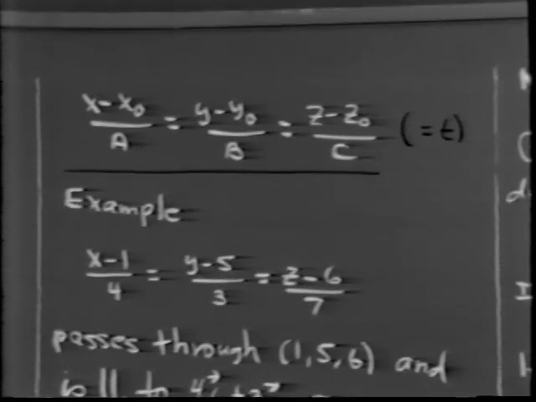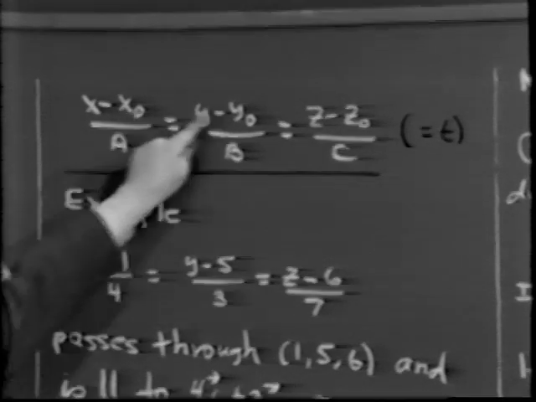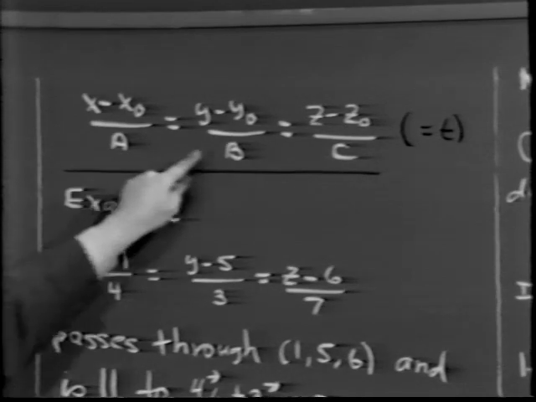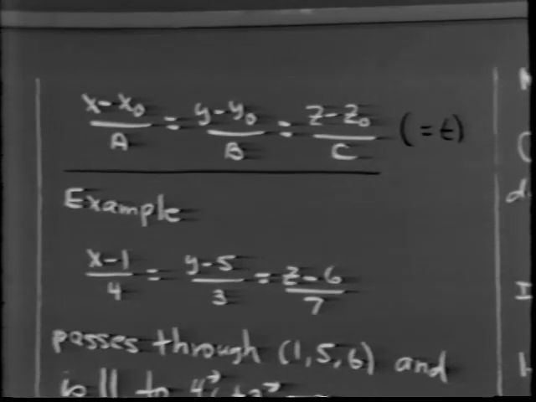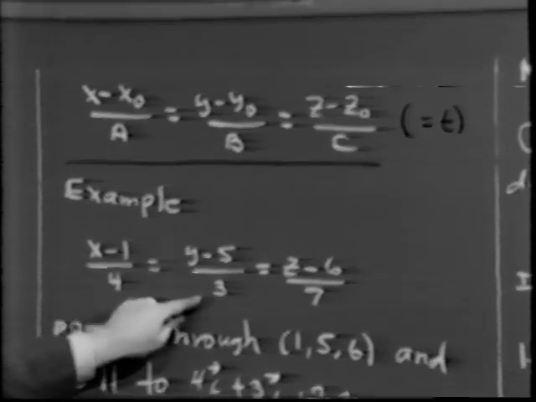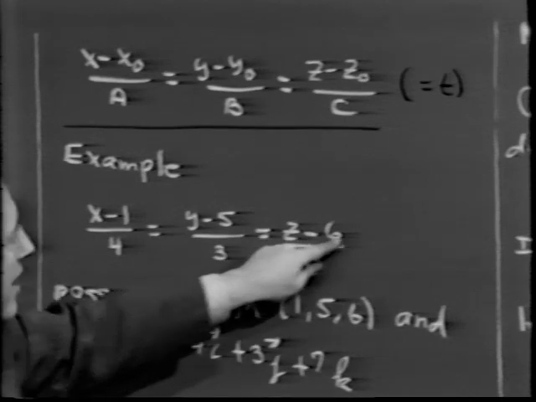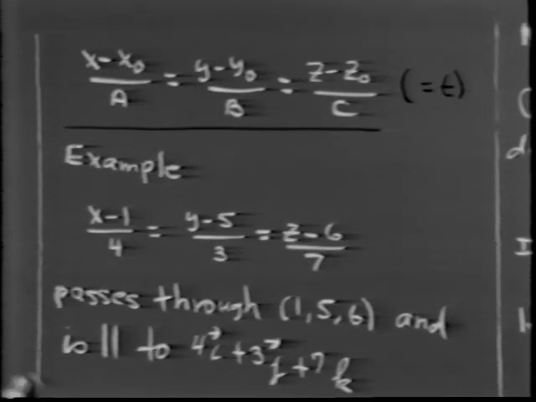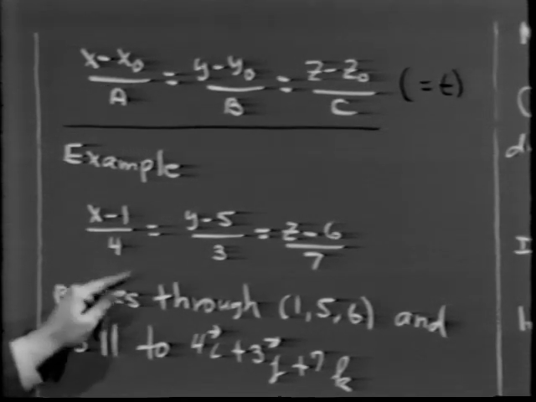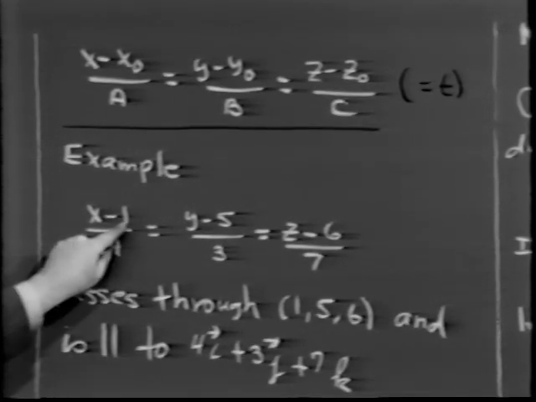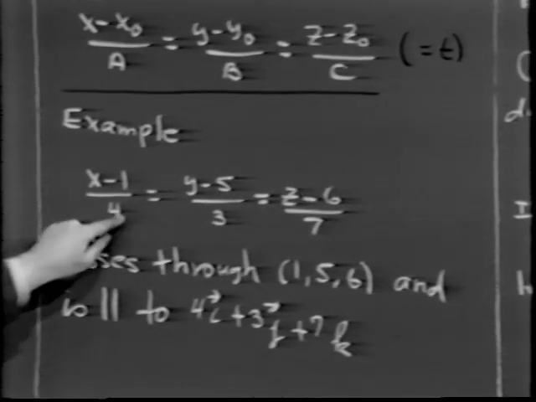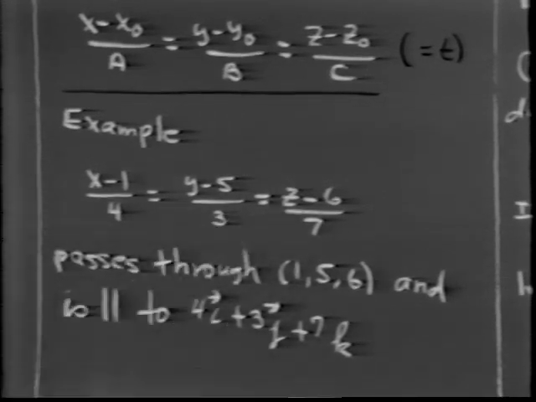What straight line is it? It's the line which passes through the point x0, y0, z0 and is parallel to the vector ai plus bj plus ck. By means of an example, (x minus 1)/4 = (y minus 5)/3 = (z minus 6)/7 is the equation. It's one equation, really. It's the equation of a line which passes through the point (1, 5, 6) and is parallel to the vector 4i plus 3j plus 7k.